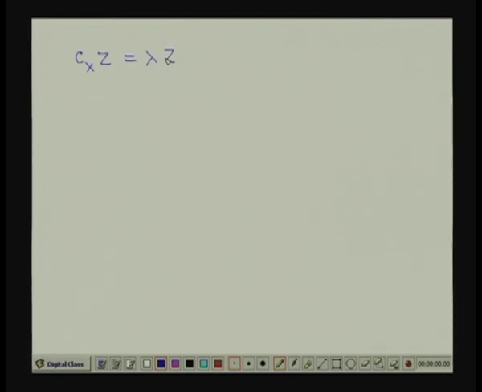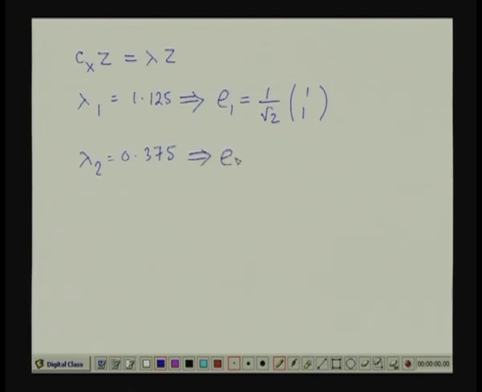So, corresponding to lambda 1 equal to 1.125, we have the corresponding eigenvector E 1, which is given as 1 upon root 2 into (1, 1). So, this will be the corresponding eigenvector. Similarly, corresponding to the eigenvalue lambda 2 equal to 0.375, this corresponds to the eigenvector E 2, which is equal to 1 upon root 2 into (1, minus 1).